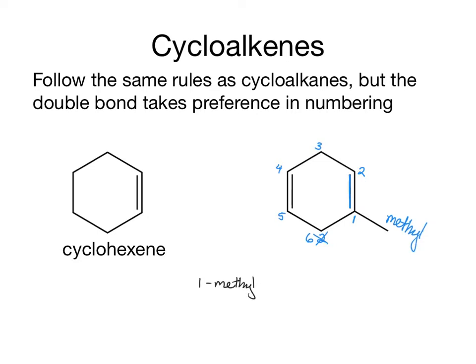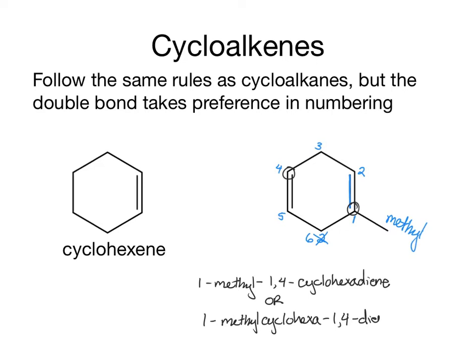And then if I put the numbers in front, it'll be 1, which is the first carbon for this alkene, and then comma 4, which is the first carbon for that alkene, cyclohexadiene. Alternatively, you could put the numbers in the middle, 1-methylcyclohexa-1,4-diene. So same rules, you just have to be strategic about your numbering to minimize the numbers on both the alkenes and the substituents as much as possible.